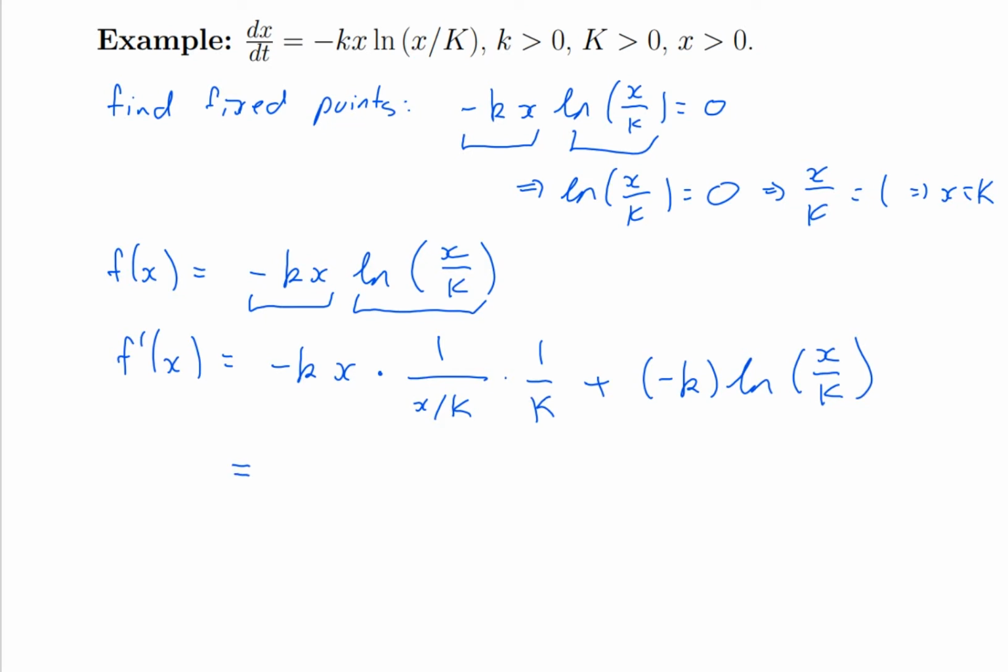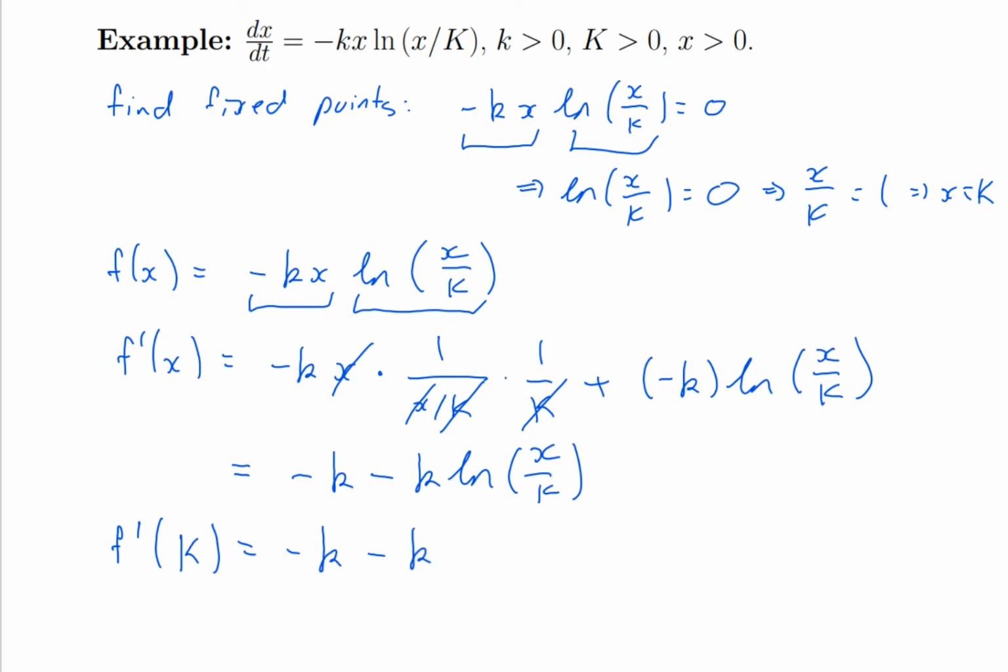Now that looks a little bit ugly. I want to simplify it. The K's will cancel, doing some algebraic simplification. Now I've got 1 over x in this term, the x's will cancel, and I get minus k minus k log of x over K. Now my fixed point was K, so we get minus little k minus k log 1. Log of 1 is 0, which leaves minus k, which is less than 0 because I was told that little k was a positive constant.